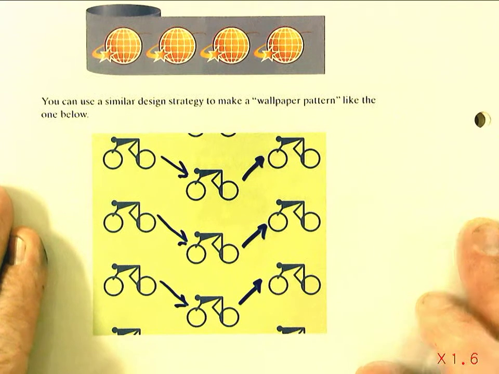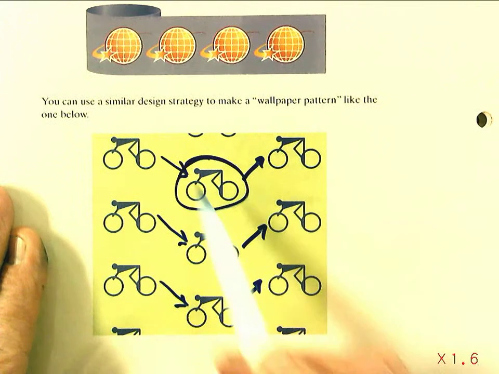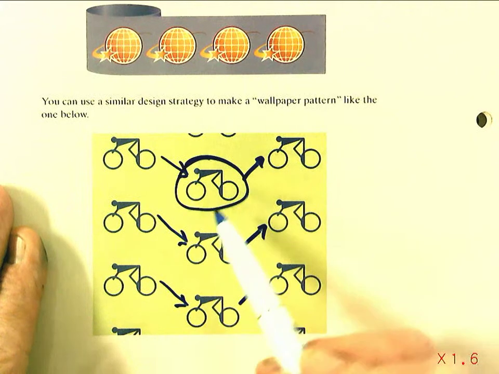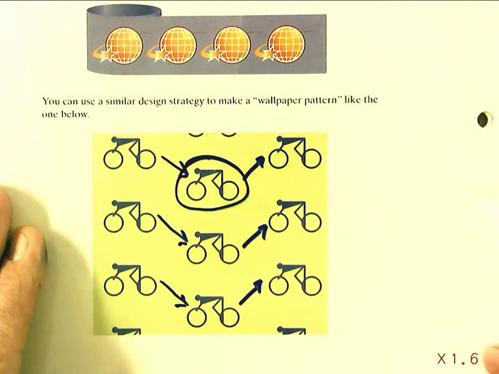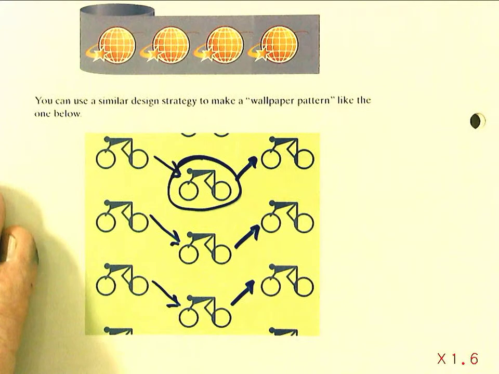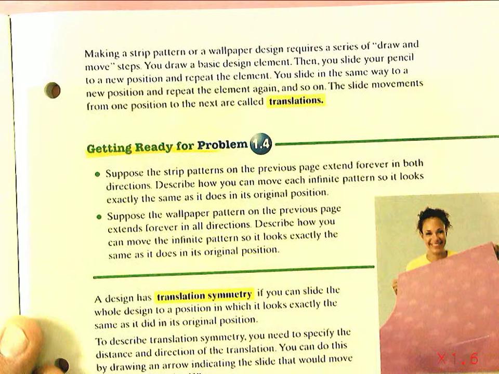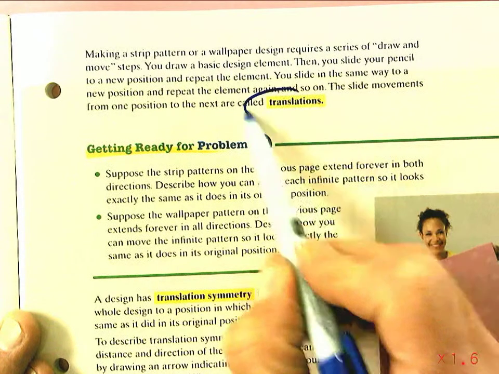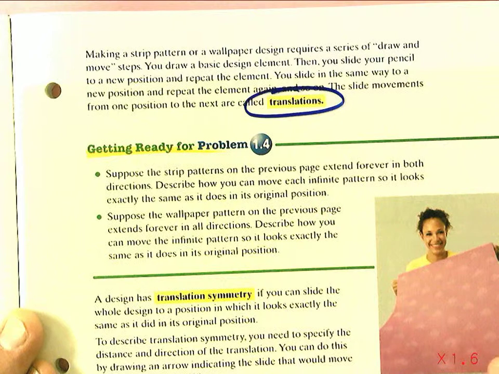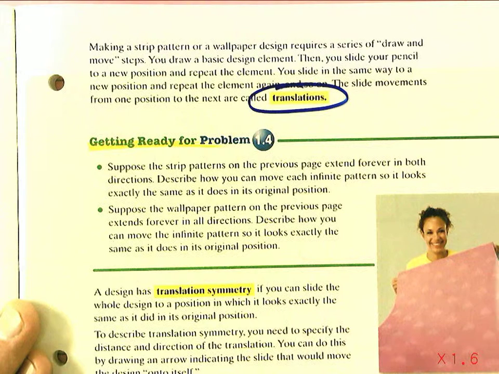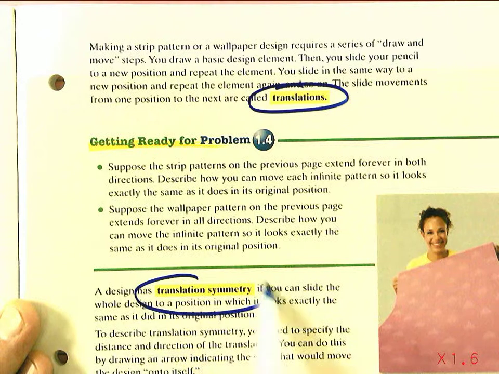Initially, we're just going to take a basic design element, for instance the bicycle in this case, and we're going to translate it around the page in a consistent manner where it's predictable. It's not just randomly placed around the page. And so we call these translations. The slide movements from one position to the next are called translations. So we're going to specifically look now at this idea of sliding something from one position to another. Those movements are called translations, and this is going to be looking for translation symmetry.